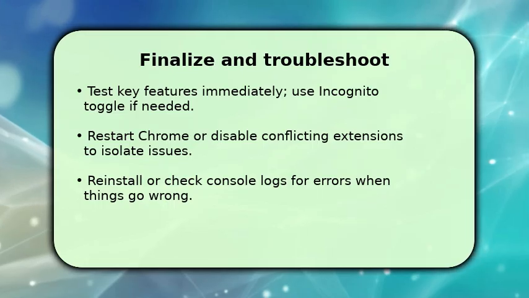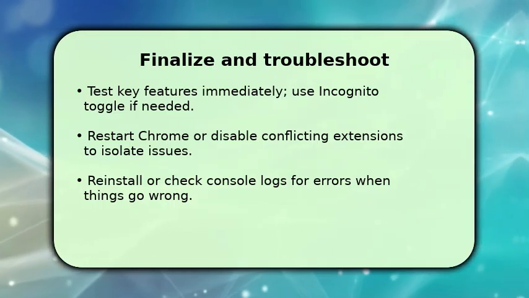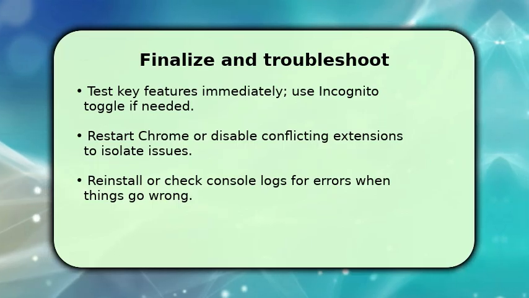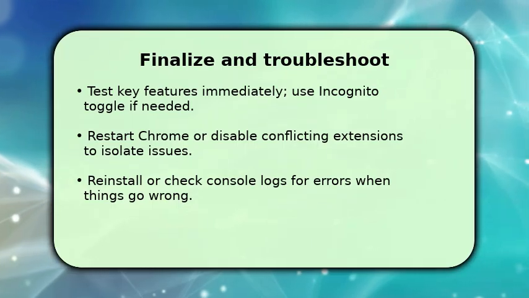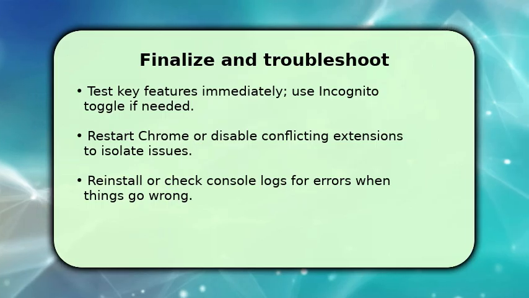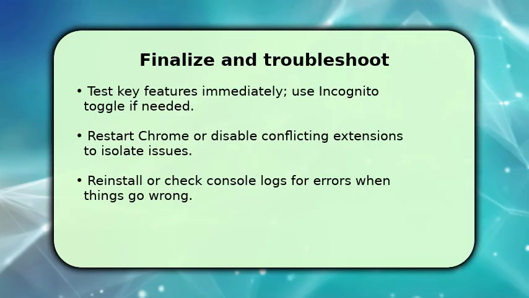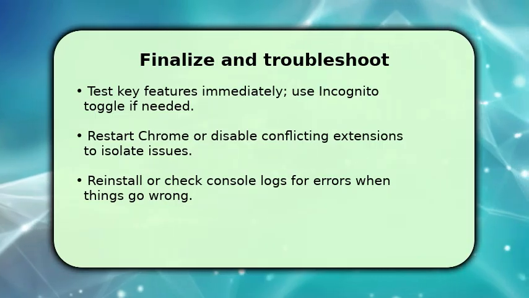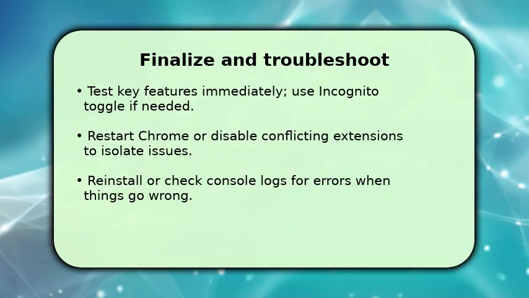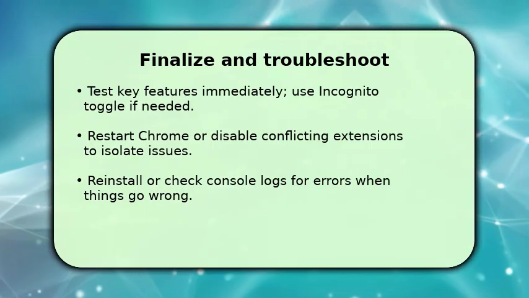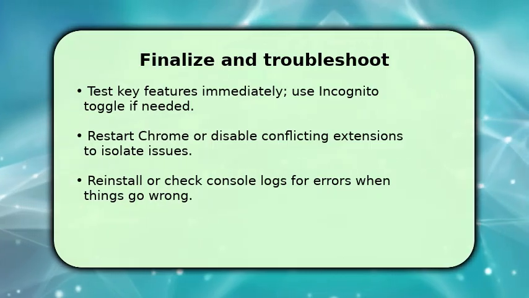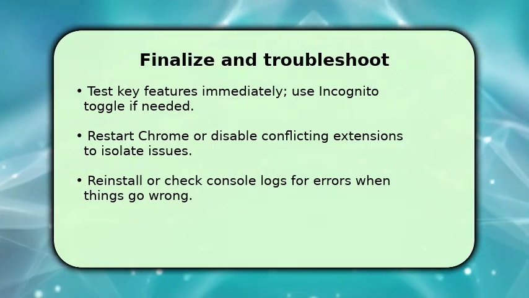If something fails, disable other extensions to check for conflicts and restart Chrome to clear transient state. If issues persist, remove and reinstall the extension or inspect the extension's background page and console for errors. One key troubleshooting tip: try creating a new Chrome profile. This quickly reveals whether profile-specific settings or data are causing the problem.